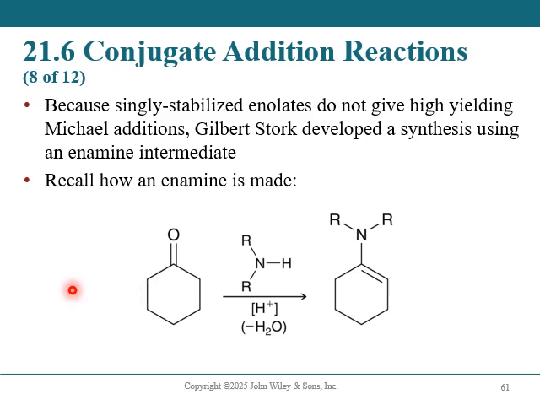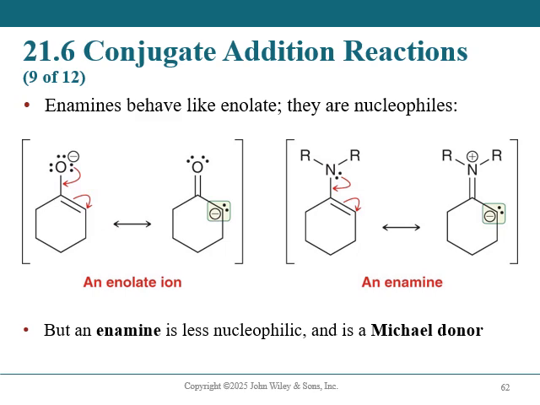Because singly stabilized enolates do not give high-yielding Michael additions, Gilbert Stork developed a synthesis using an enamine intermediate. Now, looking back at how an enamine is made, we have that secondary amine under acidic conditions, and you get that enamine formed. Enamines behave just like the enolate, and they are nucleophiles, slightly less reactive, but otherwise basically the same. However, because it's less electronegative, the enamine is also less nucleophilic, and it is considered a Michael donor.